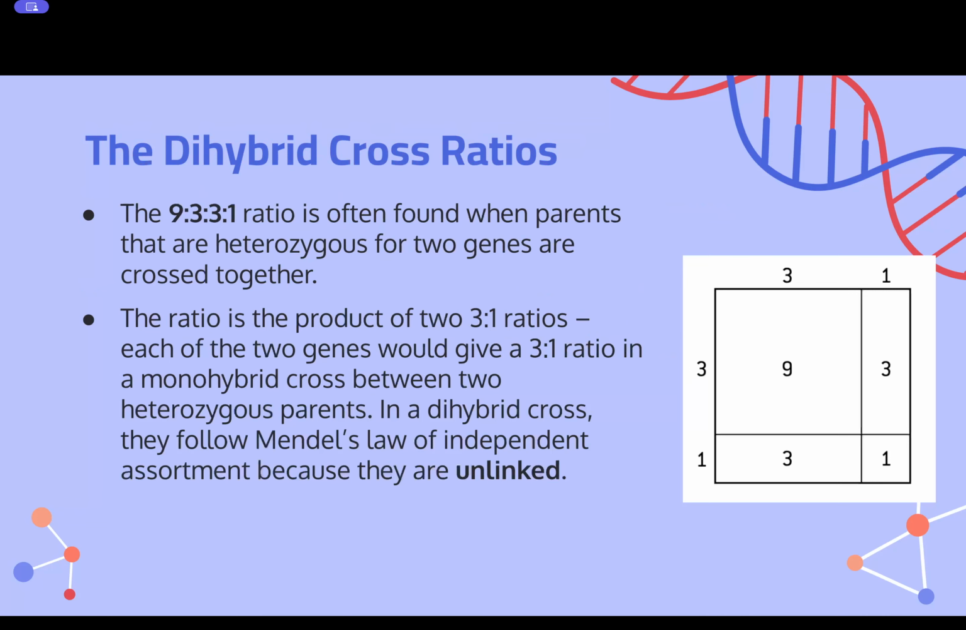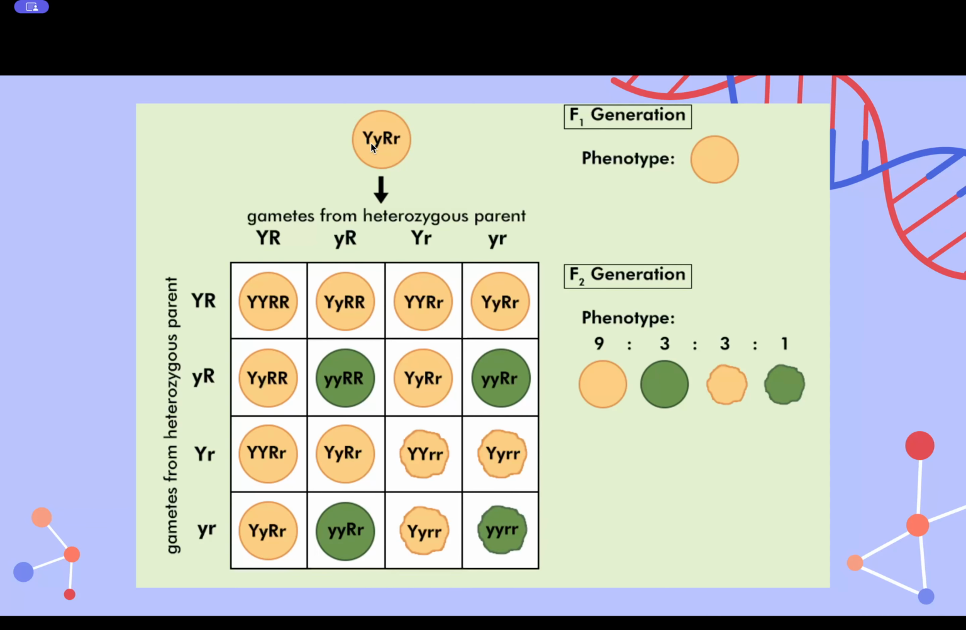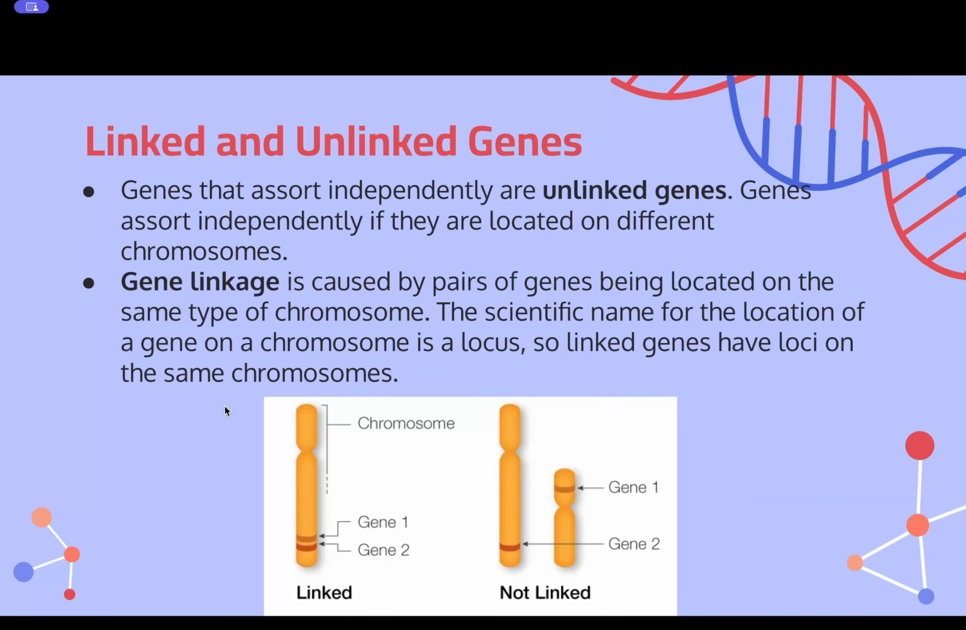So for example, if we take the example of this cross, and we assume that dominant Y and dominant R, and small recessive y and recessive r, are linked, then basically gene 1 and gene 2 would both be here. So we would assume that this would be capital Y and this would be capital R, or lowercase y and lowercase r. The scientific name for the location of a gene on a chromosome is a locus, which you should know. So linked genes have loci on the same exact chromosome.